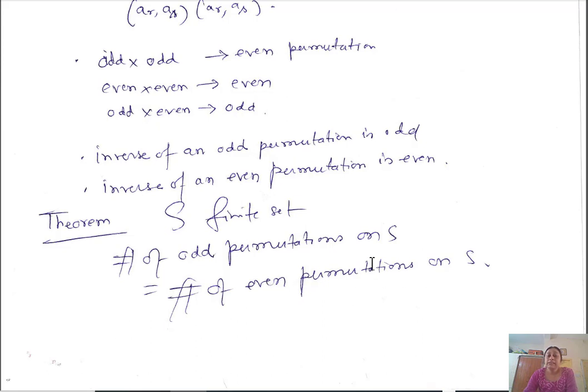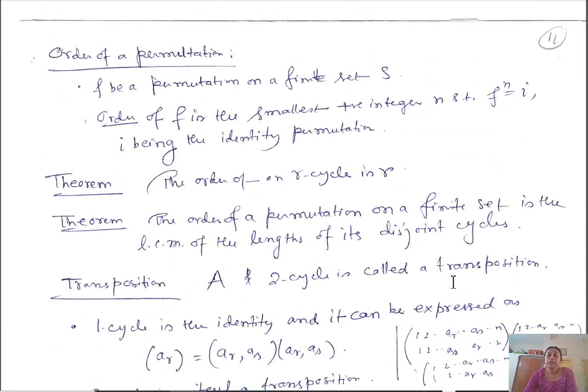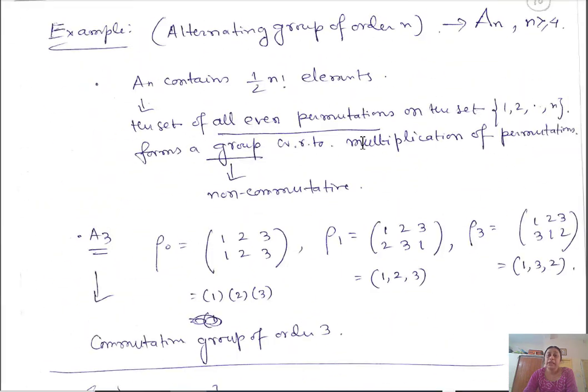And if you take this collection of all the even permutations on the set S, then it is the alternating group. It actually forms a non-commutative group if n is greater than or equal to 4.